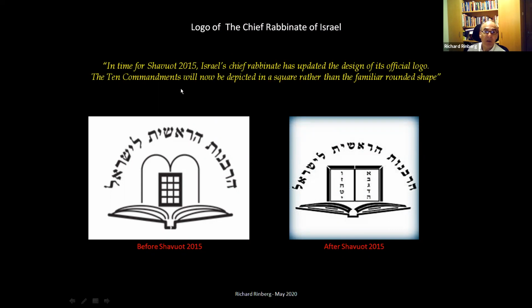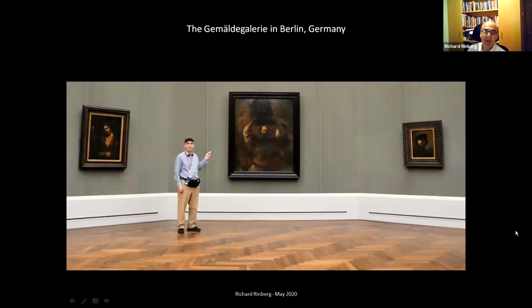In time for Shavuot 2015, the Chief Rabbinate has updated the design of its official logo. The Ten Commandments will now be depicted in a square rather than the familiar rounded shape. Not a rectangle, but a square. It's interesting, the first person that made a real campaign worldwide was the Lubavitcher Rebbe early on about this. And it's filtered all the way through now, but still in our Batei Knesset, on the whole, when you see this, nobody minds too much. But clearly we're moving towards what the Gemara says, or our understanding of it, and rectangular shapes.